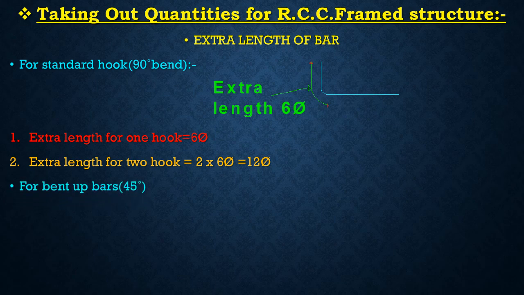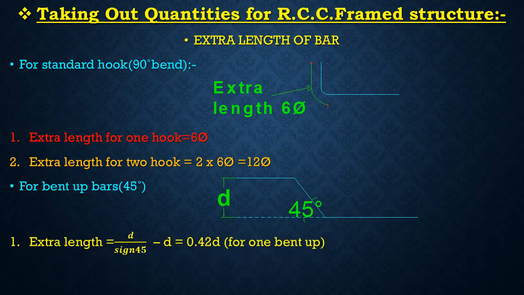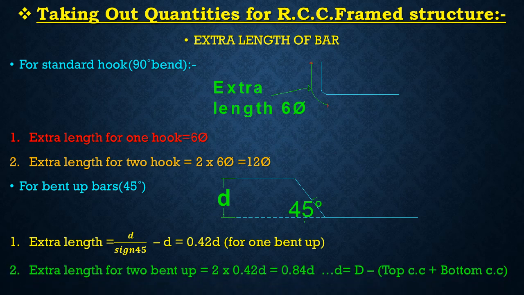Then for bent up bars 45 degree. Bent up bars are also known as crank bars. Bent up bars are provided to counter the shear force. So extra length of bent up bar here is equal to d upon sin 45 minus d, which is equal to 0.42d for one bent up, and extra length for two bent ups is 2 into 0.42d, which is equal to 0.84d. Here d is the depth of bent bar in slab and beam.